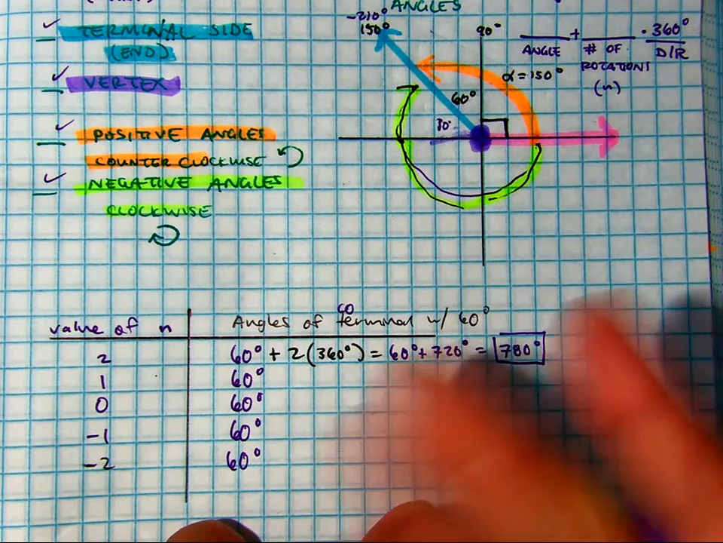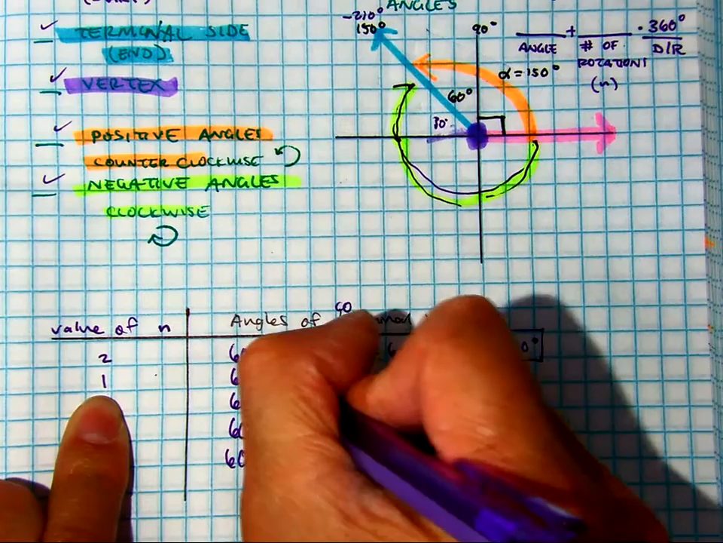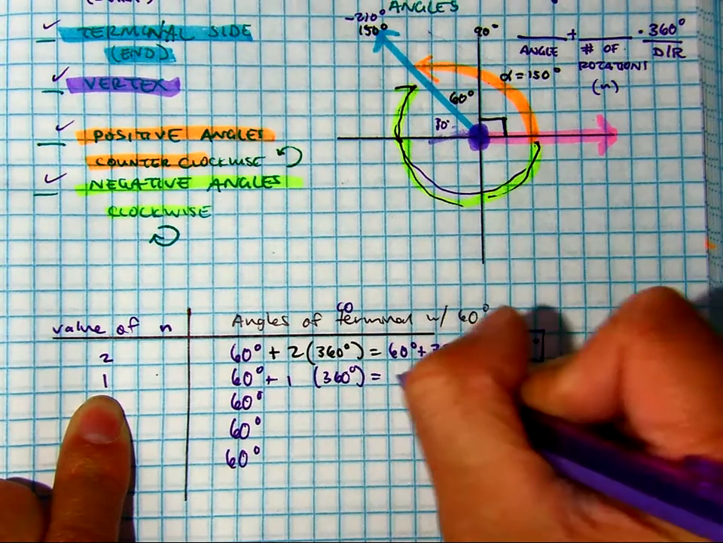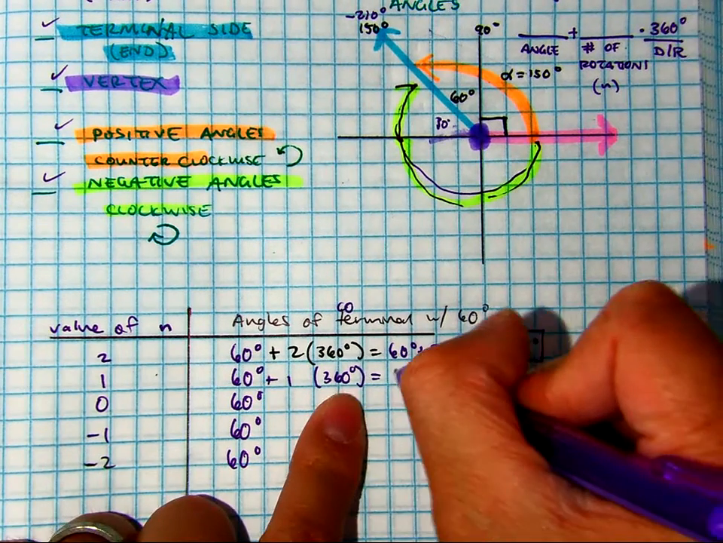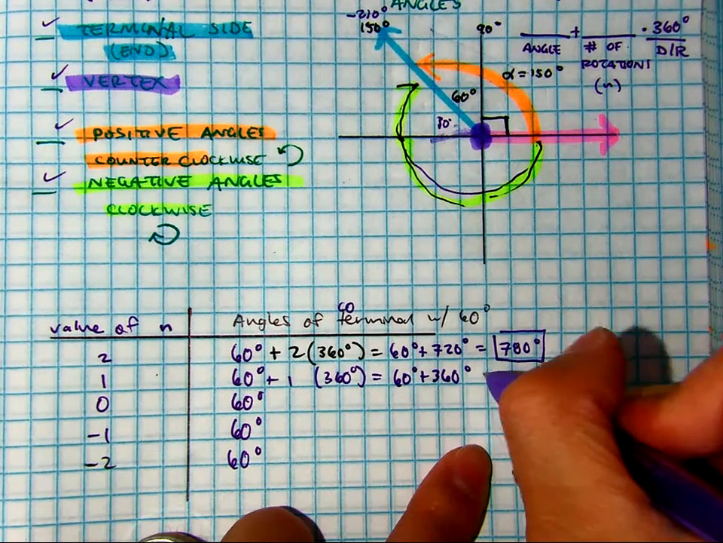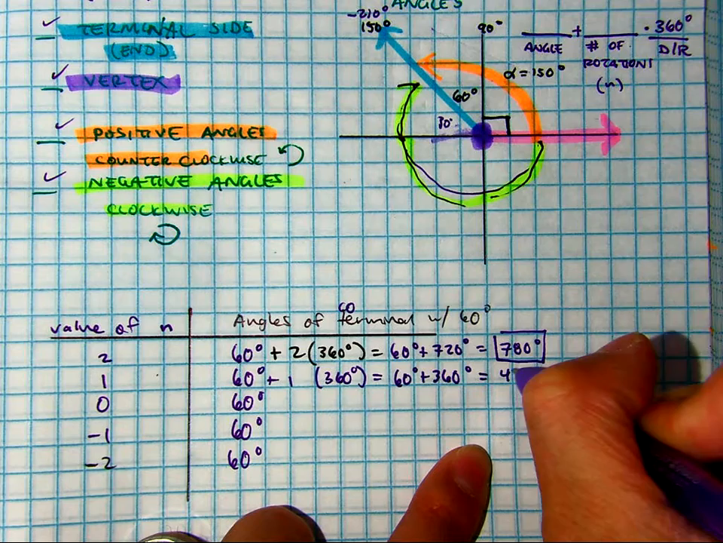I'll explain in a second when I do the visual. If you do one rotation, class, 1 times 360, and 360 plus 60 is 420.